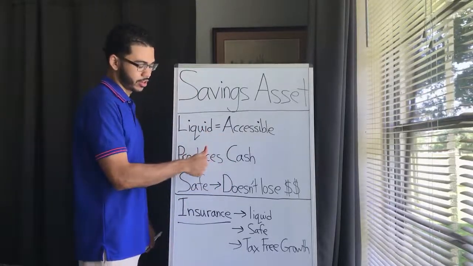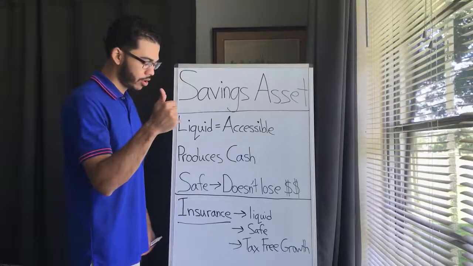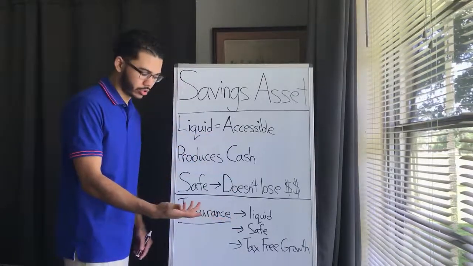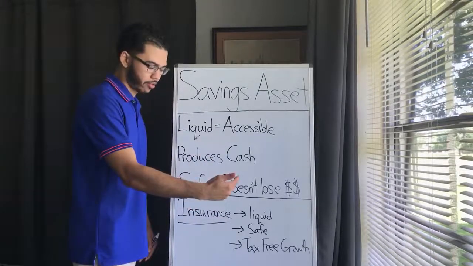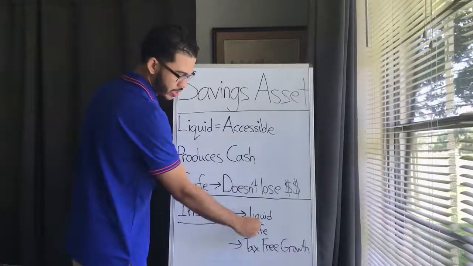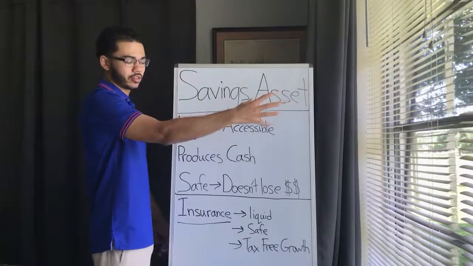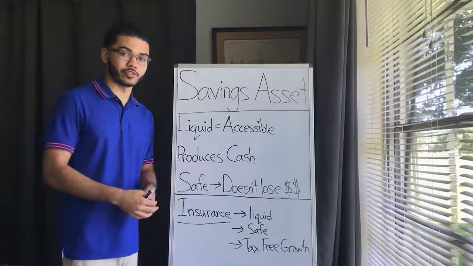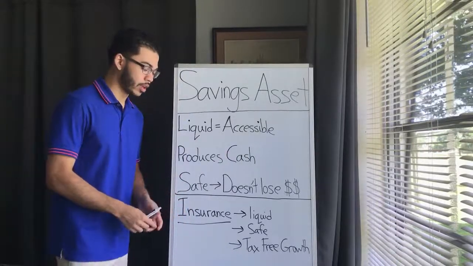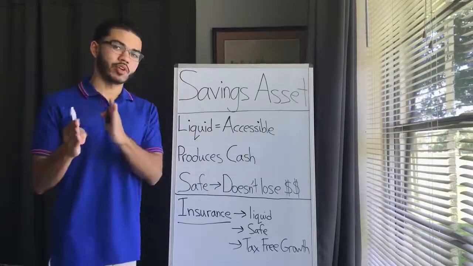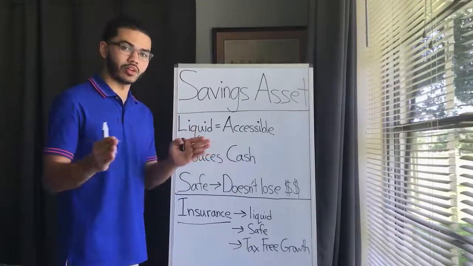It met the criteria. Now, the second thing is, what type of insurance do I need to have to satisfy these three things so that it becomes a savings asset? There's a lot of different products out there, and I encourage everyone to get some information on every single one of them to a certain degree.